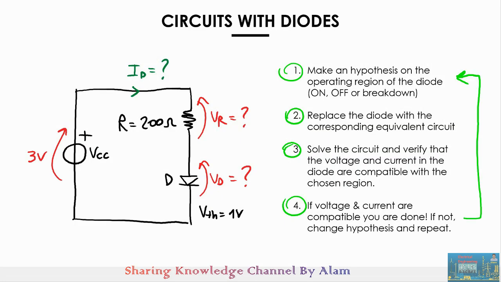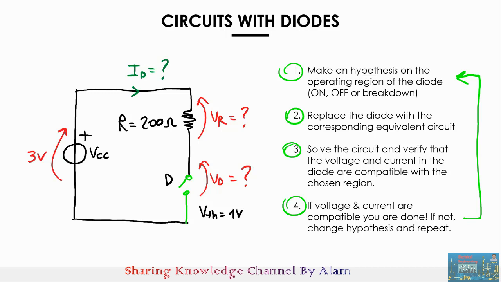Okay, let's try to solve this circuit. Let's start with the assumption that the diode is off. So this is point number 1. Point number 2. If the diode were off, the equivalent circuit will be an open switch. So we delete the diode and okay, we can leave it like that. The circuit is open, so it's equivalent to an open circuit, or if you want to make it better, we can actually draw the switch.